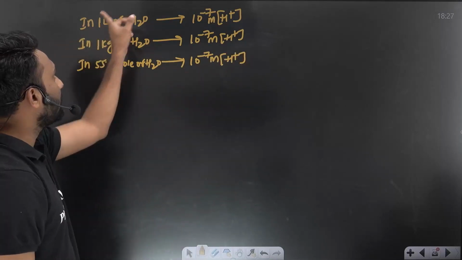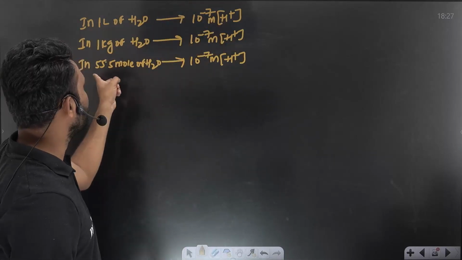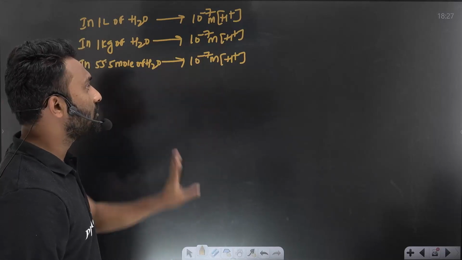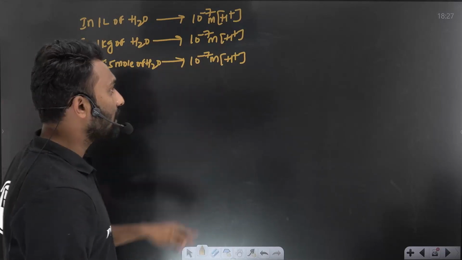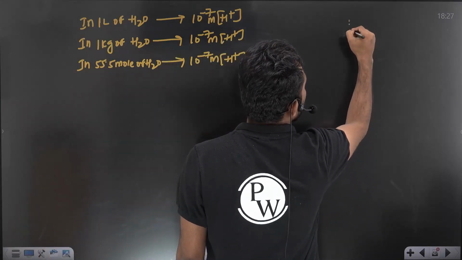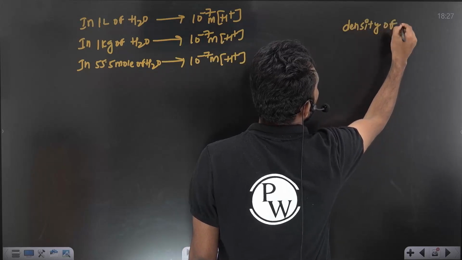Now in 1 liter, 10 to the power minus 7, 1 kg, 10 to the power minus 7, 55.5 moles, 10 to the power minus 7 molar H plus ion concentration is there. Because, see here, we take the density of pure water.